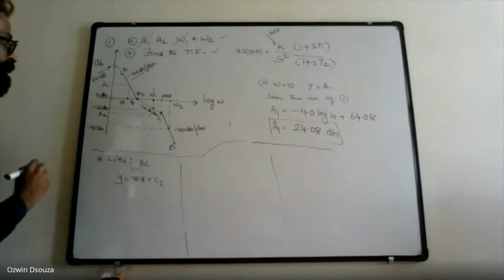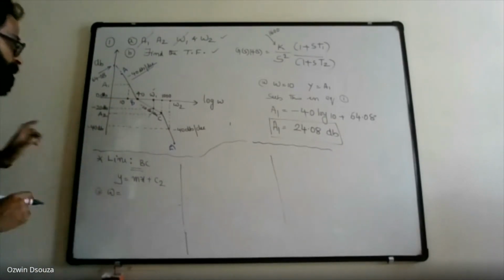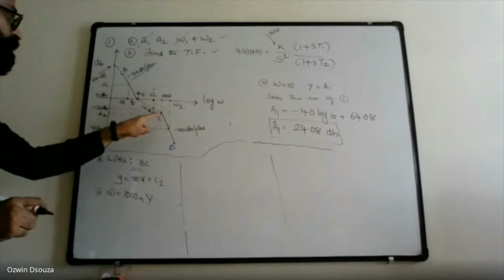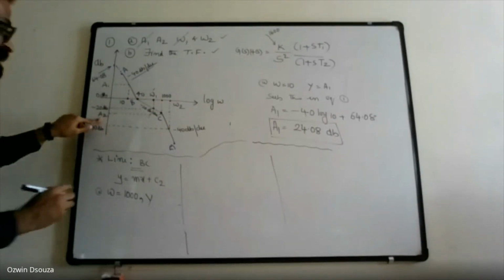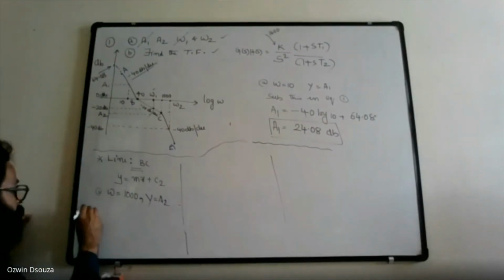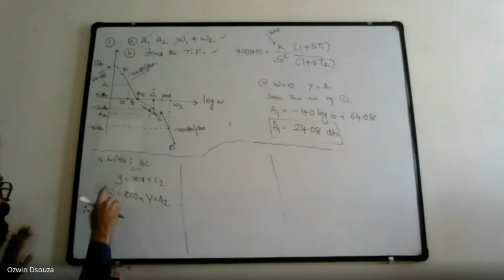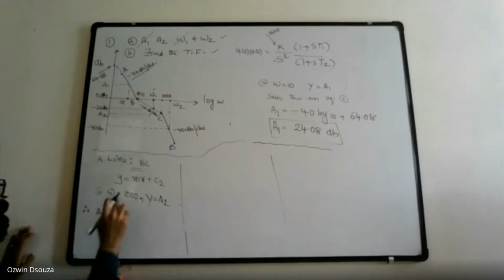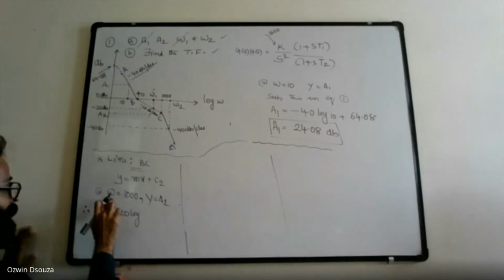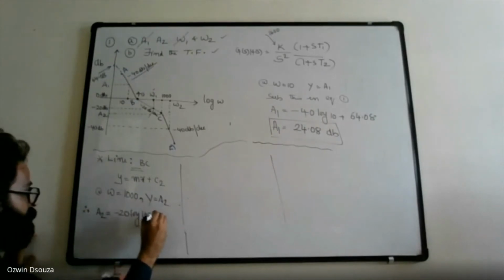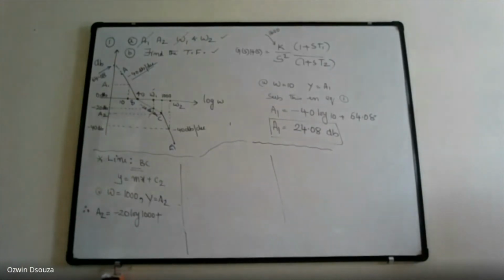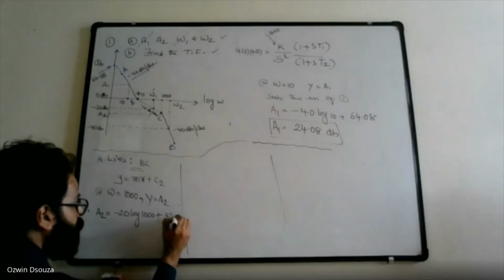All right, so you can write at omega is equal to 1000. At omega is equal to 1000, what is your y value? Y value is A2. So y is equal to A2. All right. So therefore, you can write down y, which is A2, is equal to m, the slope, minus 20 log omega, right? What is the value of omega? Omega is 1000 plus C2. How much did we get C2 as? 32.04.